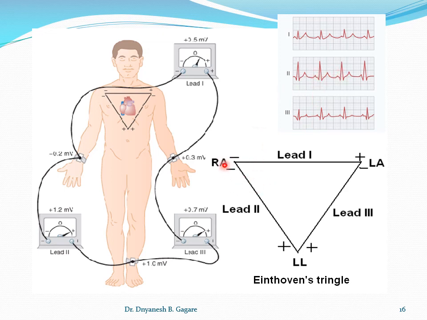Here under lead 2, if you see, the negative terminal is connected to the right arm, that is, right arm means here, right shoulder, and the positive terminal of the ECG machine is connected to the left leg here. So this is the connection, and try to understand.